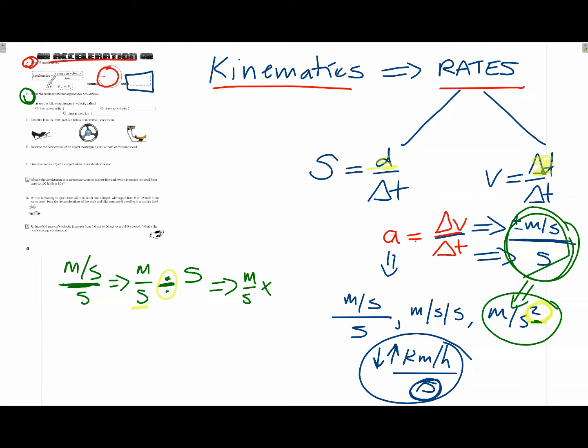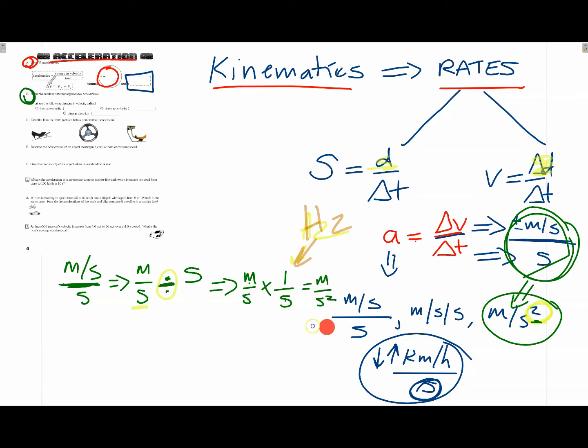So flashback to physics A, the inverse of the second, 1 over s, or you may recall that that is also a hertz. 1 over s, that is a hertz. All right, continuing back to the math, a meter times a meter is a meter squared, and a second times a second is a second squared.